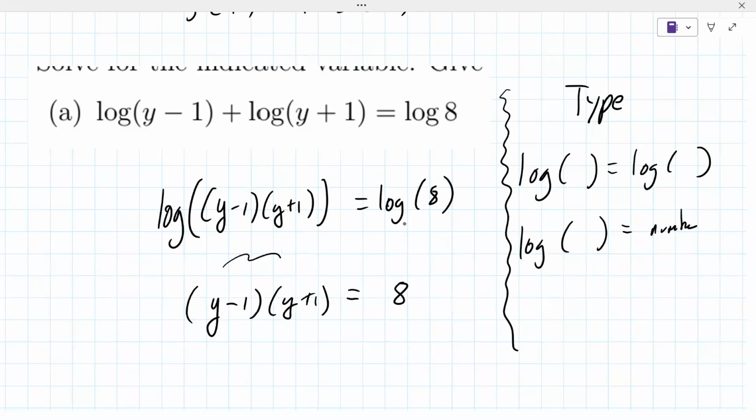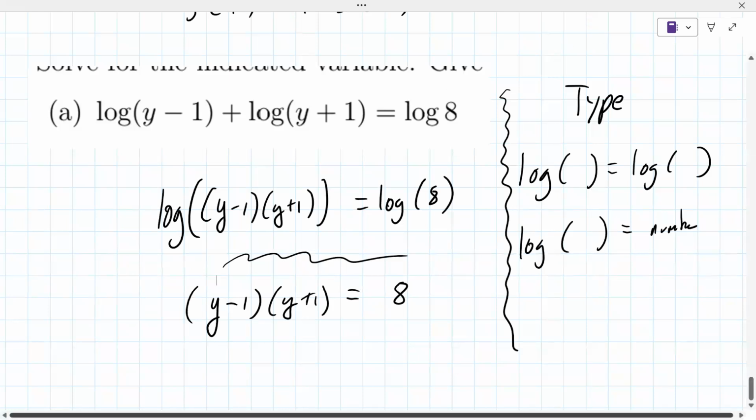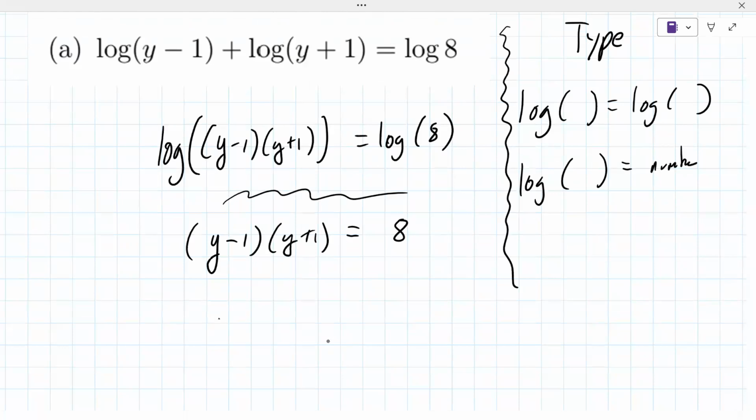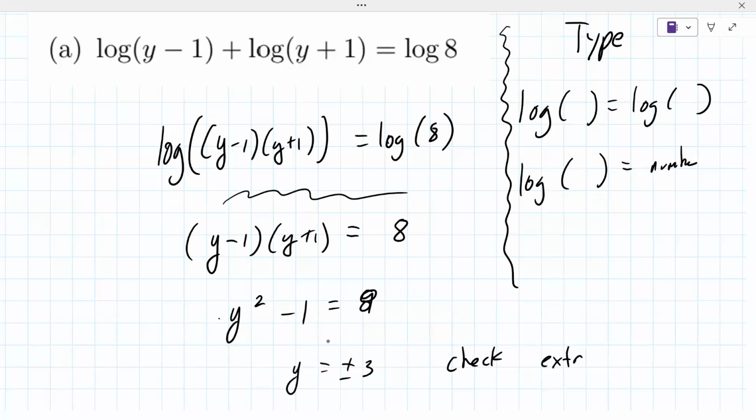There's another line of work here that is not necessary, but pure mathematicians would be very angry if they heard these words. I don't care. I'm fine with this, but you should know there's another step here. You have to be able to quickly FOIL this, so y is plus or minus 3. And then you have to check for extraneous solutions.